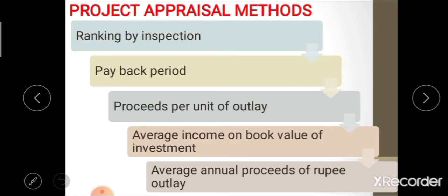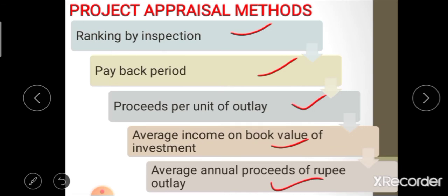So under undiscounted measures of project appraisal, there are 5 major methods. The first one is ranking by inspection, then payback period, proceed per rupee of outlay, average income on book value, and average annual proceed per rupee of outlay. These are the different methods under undiscounted measures of project appraisal. We will see these different methods one by one in detail.